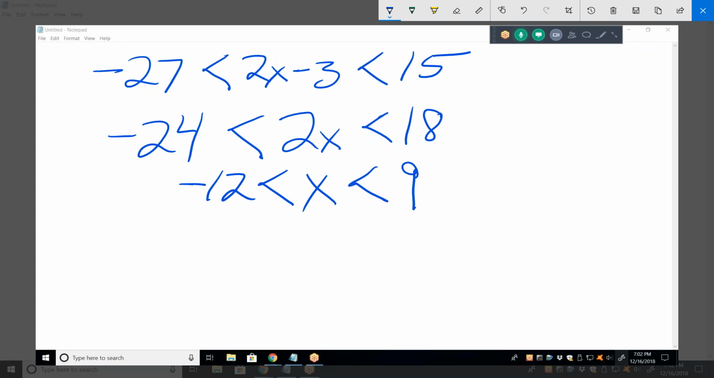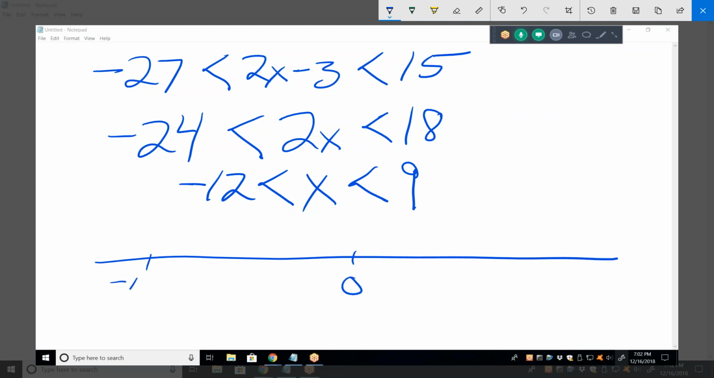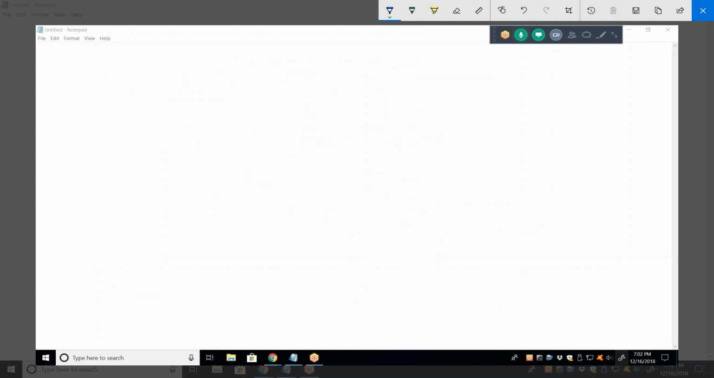Yeah. Now, if I want to know where that is, there's -12, there's 9, and because it's a less than only, it's an open circle from both ends. And the area that is in our solution is that area right there, which is what that says. Okay? I don't know if they ask you to graph them or not, but it's helpful actually to see the graph of it, I think.